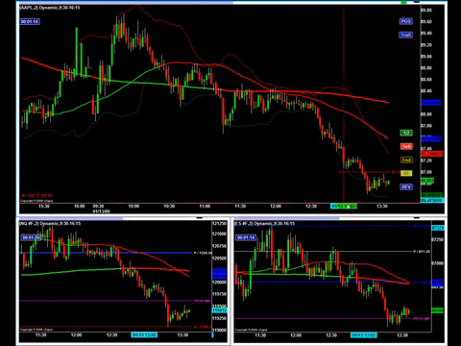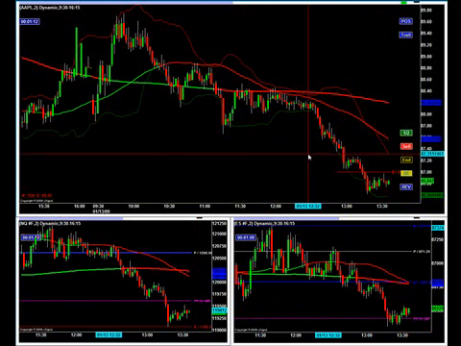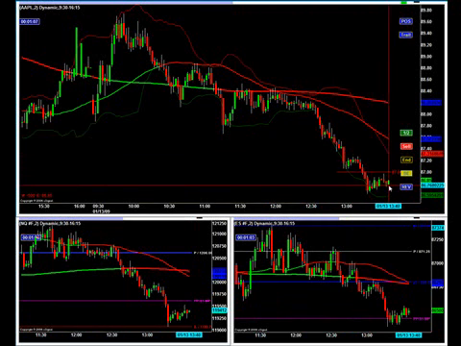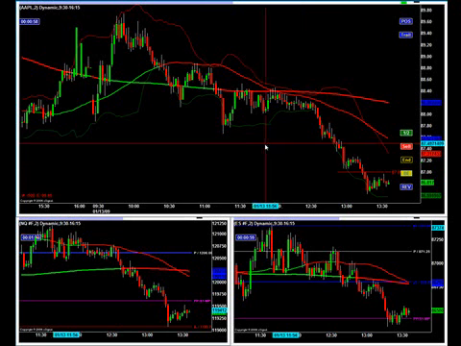I'll let those buyers come in as long as they can't overcome the high of this topping tail. Then I'll let prices turn here a little bit. These buyers, if they're wrong, if prices do not advance higher, as soon as they realize they're wrong, they're going to exit their position, which is going to be the fuel that this instrument needs to drive it lower.